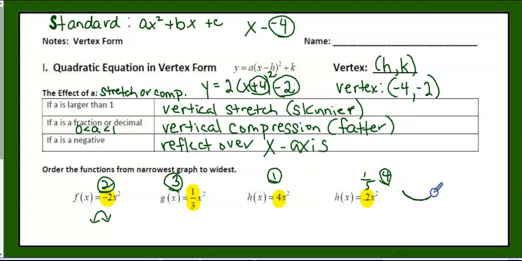So this one might look something like this, where the 1/3 might be a little bit fatter, but not quite as fat as that one. And then this one with the 2 might look like that. And then the 4 would be really skinny, like that.